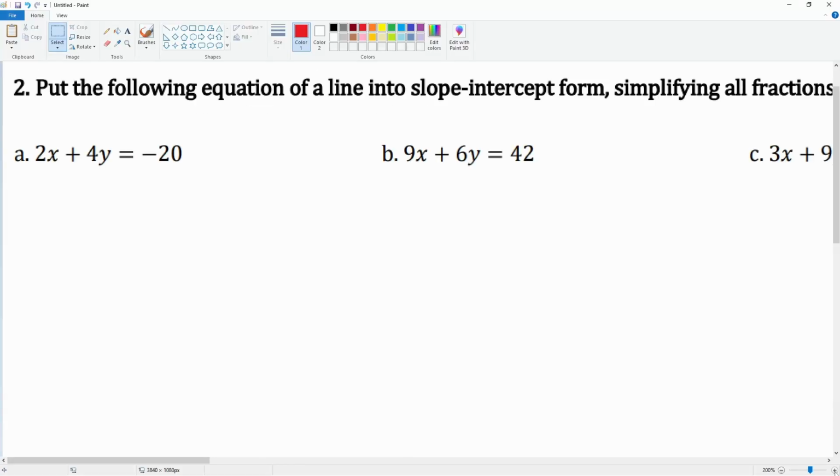This is chapter 6, number 2. We are going to be putting the following equations of a line into slope-intercept form, making sure that we simplify every one of the fractions. Okay, what is slope-intercept form?